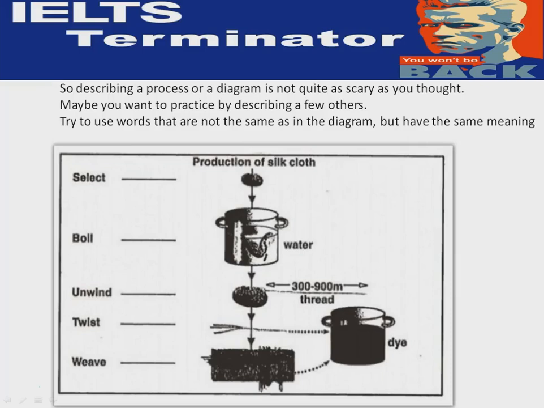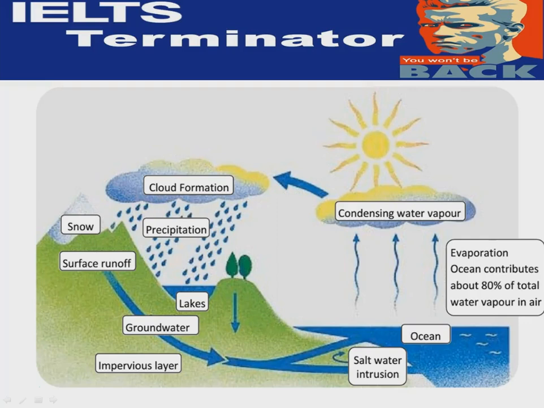So describing a process or a diagram is not quite as scary as you thought. Maybe you want to practice by describing a few others. It's a good idea to use words that are not the same as in the diagram if you have them, but they should have the same meanings. Here's one just to play around with. Here's another one. How does water get from the ocean into the rivers, and what happens to it then?